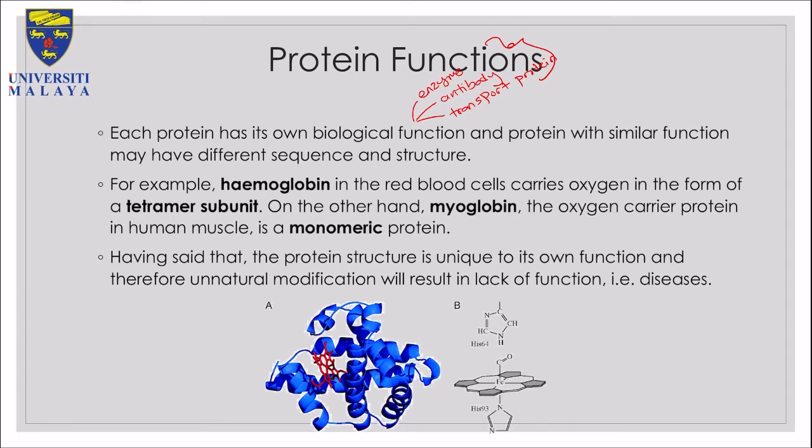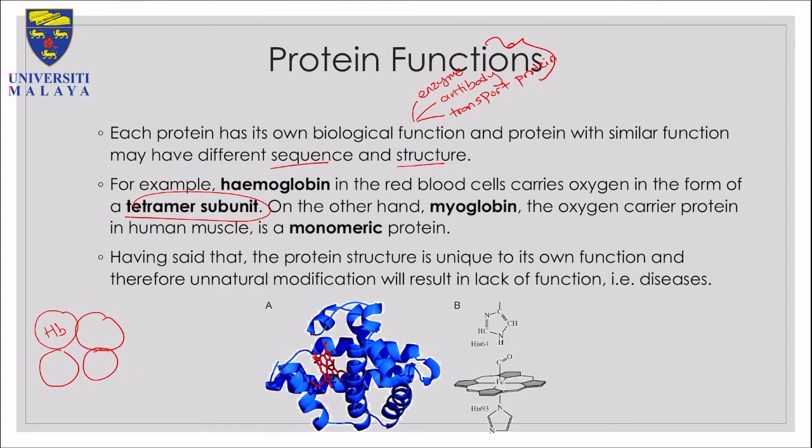Okay, so proteins with similar function may have different sequence and structure. Something that should be straightforward. As an example, hemoglobin in the red blood cells carries oxygen in the form of a tetramer subunit. So what does it mean? It means that you have one hemoglobin, so you need four of them to actually function properly.